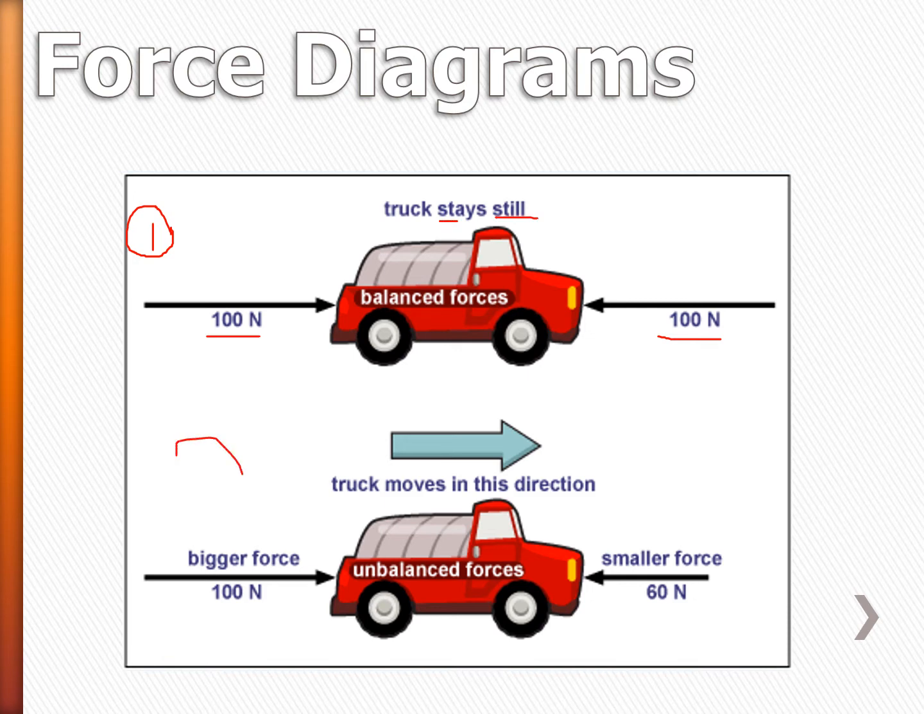How about diagram number 2? We have here a bigger force that is 100 newtons and a smaller force that is 60 newtons. Looking at the size of the forces, it is unbalanced. So what will happen? The truck will move towards the direction of the bigger force. It will move forward.